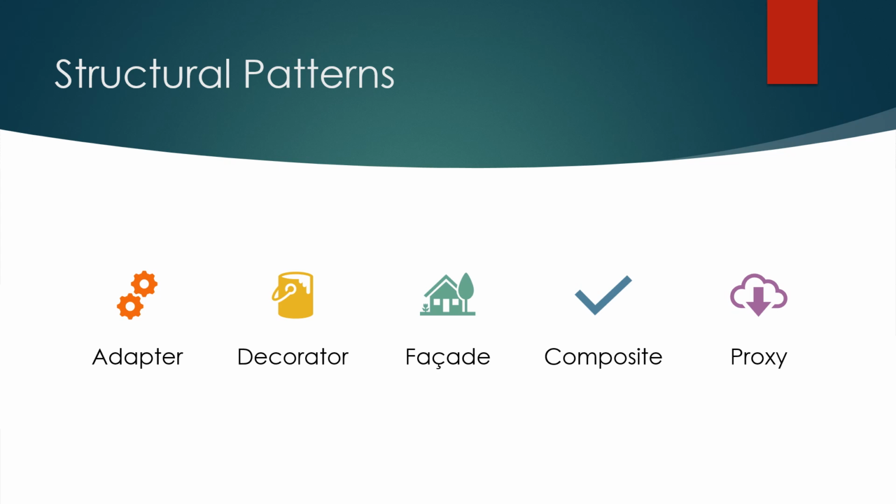Composite. Description. Composes objects into tree-like structures to represent part-whole hierarchies, allowing clients to treat individual objects and composites uniformly. Guidelines. Define a common interface for all objects in the hierarchy, both leaves and composites. Implement composite classes that store child components and provide methods for adding, removing, or iterating through them.